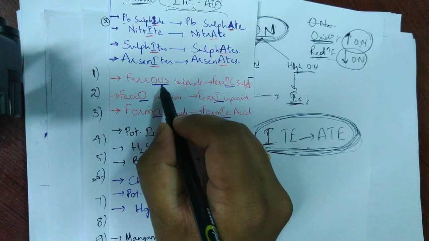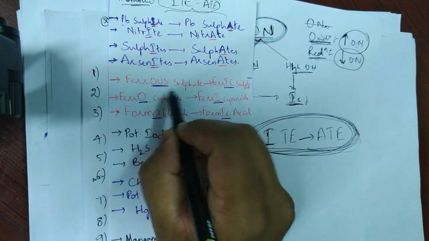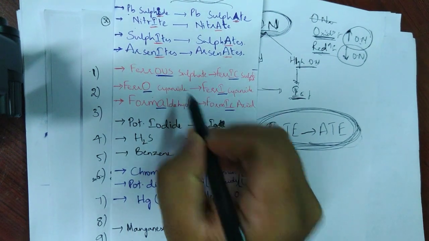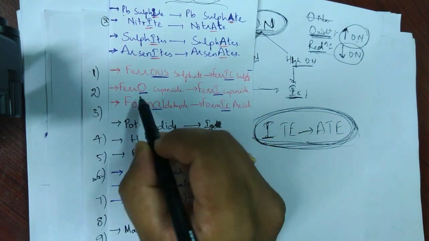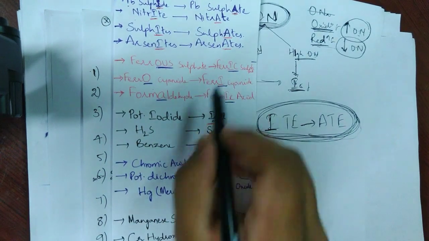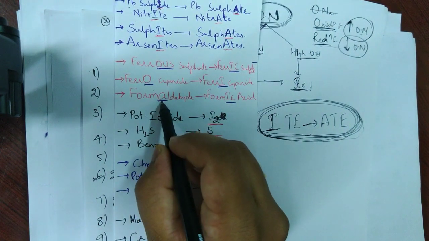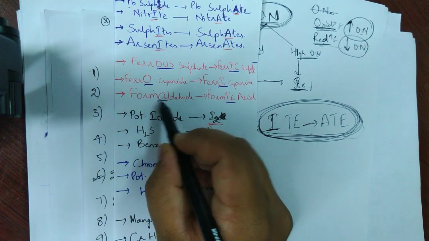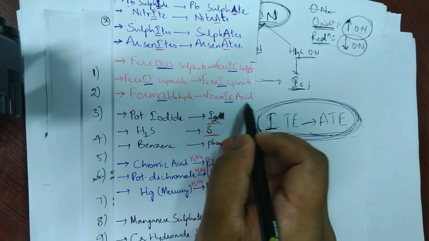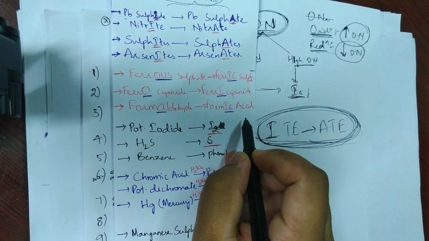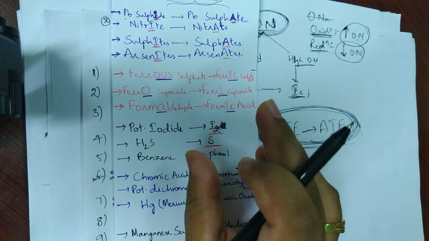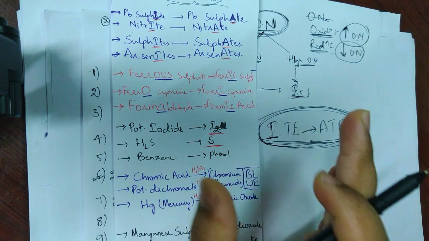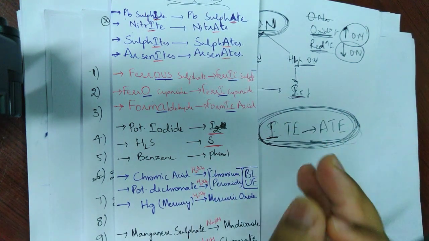Lower ous to ic: ferrous sulfate to ferric sulfate, ferrocyanide to ferricyanide, formaldehyde, okay, not exactly ous, but it is alike, formaldehyde to ic, formic acid. So all the reactions I am just summarizing. If you are able to follow me, very happy. If not, you have to find your own way to memorize the reactions.